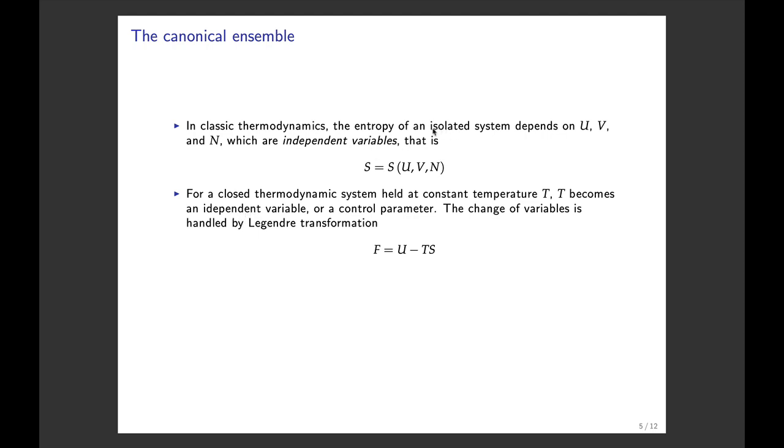So this is, once again, an isolated system. For an isolated system, classic thermodynamics. Now, in classic thermodynamics, if we have a closed thermodynamic system that's held at a constant temperature, T, then T becomes an independent variable, or in other words, a control parameter. And so we accomplish this by a change of variables, and this change of variables is handled by a Legendre transformation. So I think you probably had this in the first part of the course, F equals U minus TS.